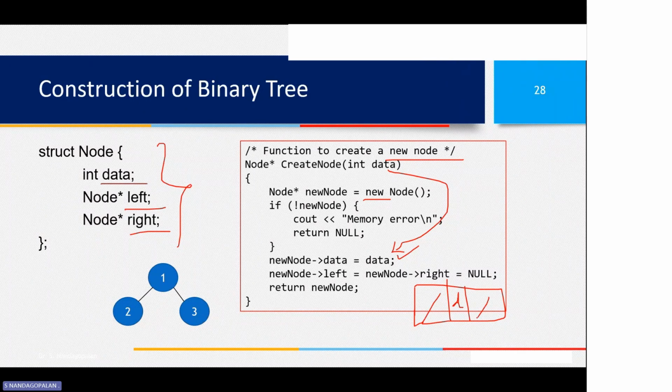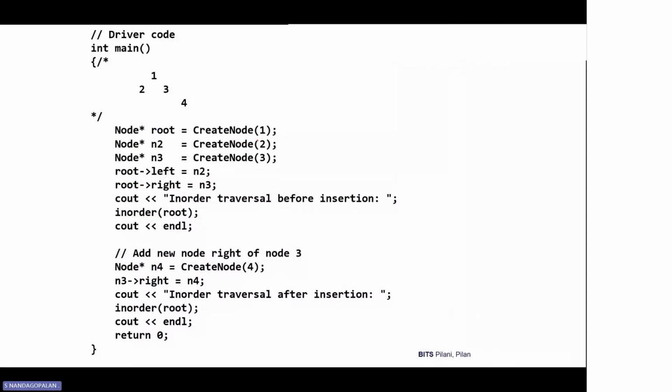Subsequently, I can use the same function now to create some more nodes. So this is what is shown here. This is the tree structure I want. That is one, left of it 2, and right of it 3. So this is the tree structure which I want to build, right? So how do I do it? Create with data 1. So this is the root it has created.